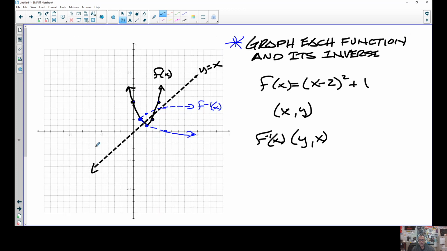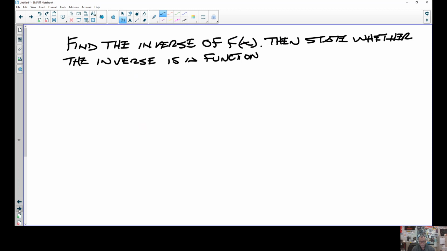Let's look back at that last one. The original function, f of x, was a function, right? x minus 2 squared plus 1. It's a quadratic. It's a parabola. It's a function. It passes the vertical line test. But its inverse is not a function. It's just a relation. Its inverse does not pass the vertical line test. All right, so it's something to be aware of. So let's start this next process with that function.